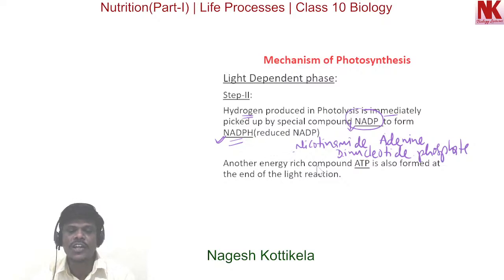Now another energy rich compound, ATP, is also formed at the end of the light reaction. The electrons that are formed during photolysis are utilized during the synthesis of ATP. So NADPH and ATP are energy rich molecules that are synthesized during the light reaction of photosynthesis. Very important.